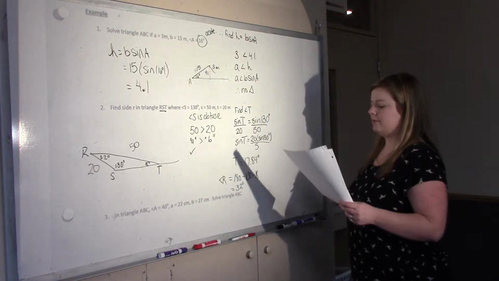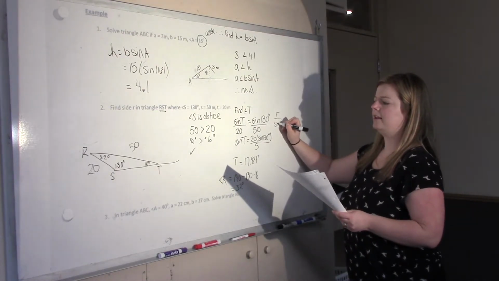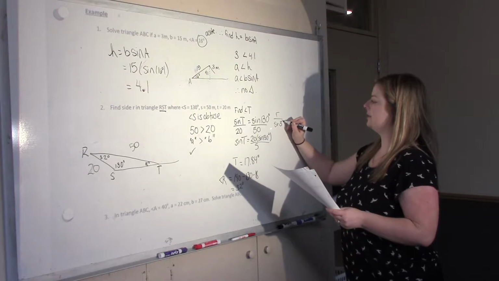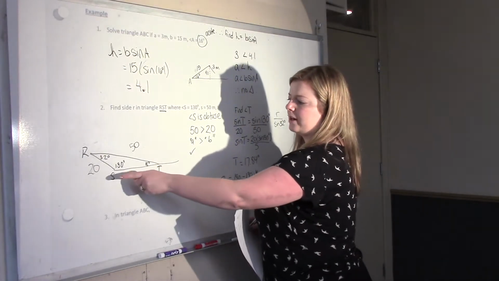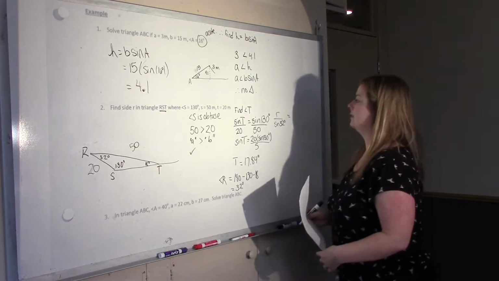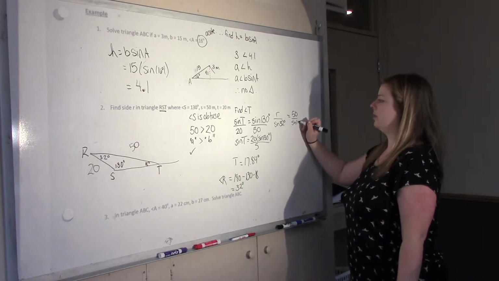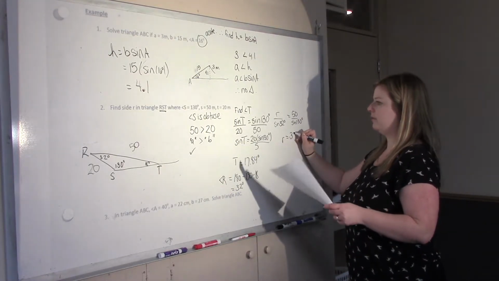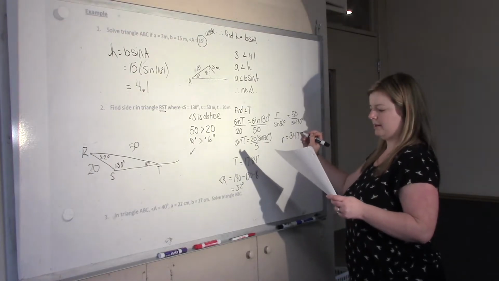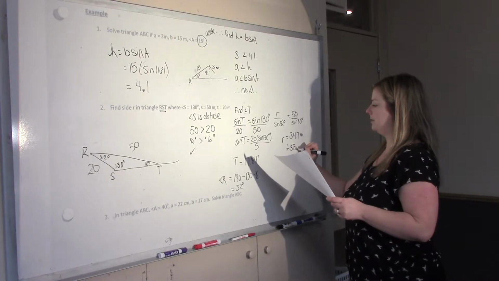So again, I can use the sine law. Side length R over sine 32 degrees. I'm just using the sine law, and then I can choose either one of these known ratios. I'll choose the one that was given, so 50 over sine 130. I rearrange, I solve, and I get 34.7 meters, which would round to approximately 35 meters.